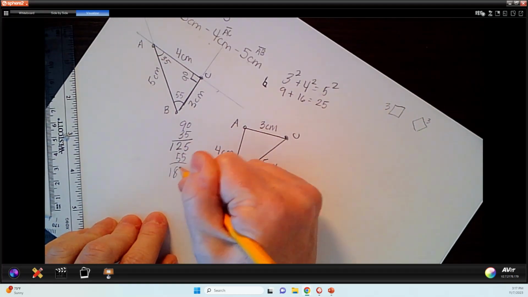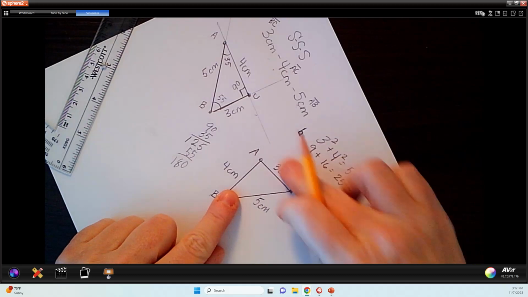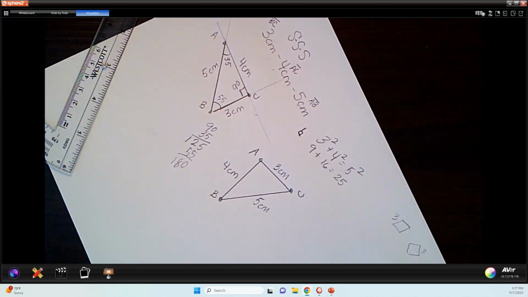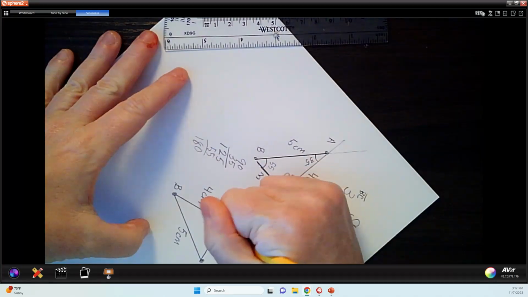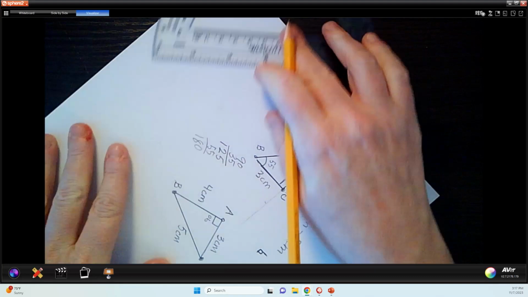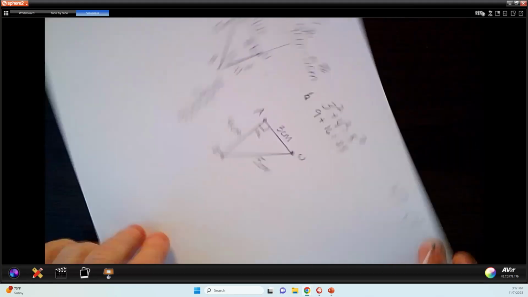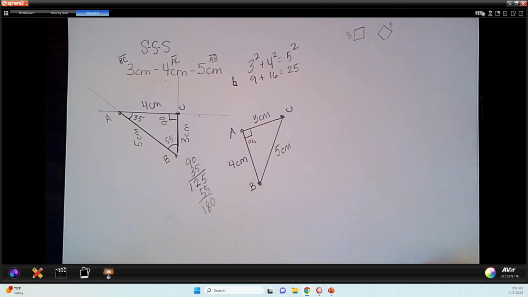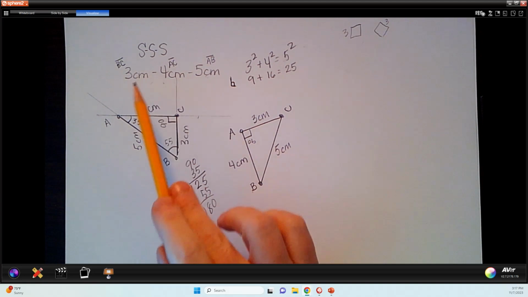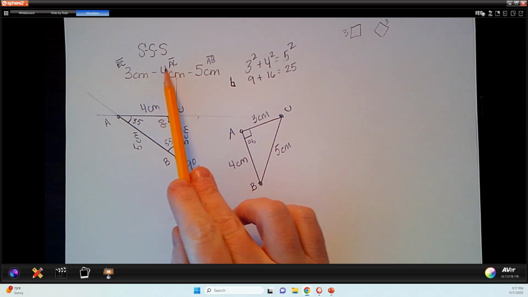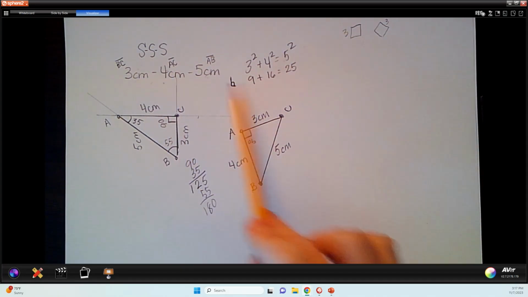Okay, now to prove this even further, we can measure all three of these angles and show that the angles are also the same. So here's my 90-degree angle, and then I can measure my other two. Okay, so that's just a quick video about how to construct a triangle using side, side, side, and a review of the Pythagorean theorem.